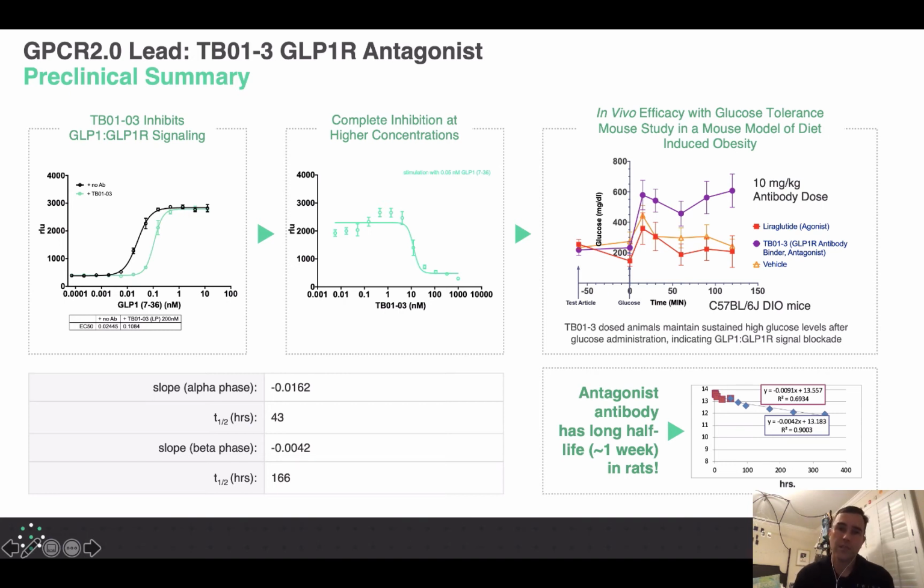In the middle, we see that if we do a dose titration of the antibody now at a constant concentration of the ligand, we see now a dose-dependent inhibition of GLP-1R signaling at high concentration. And then finally, we did a PK study and an in vivo efficacy study with the antibody showing that it actually not only shows a long half-life, but also shows an expected efficacy in a glucose tolerance mouse study. It's shown here up in the top right.